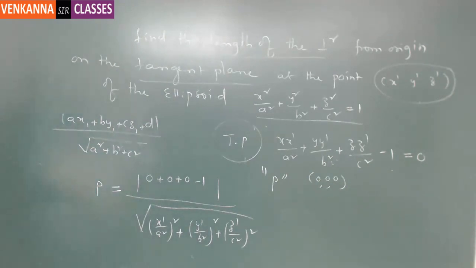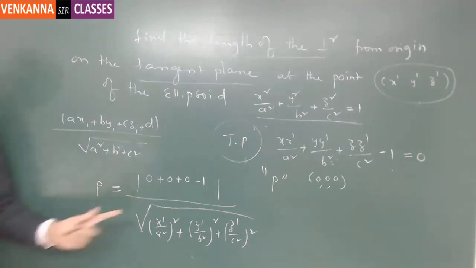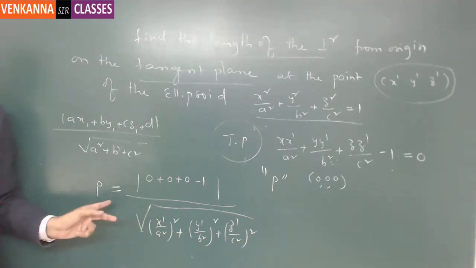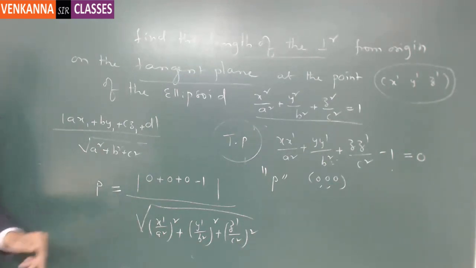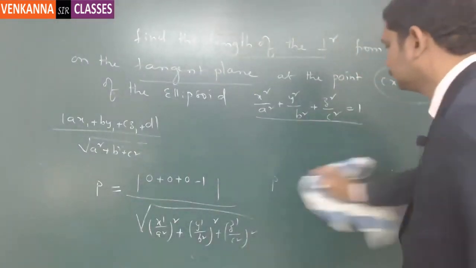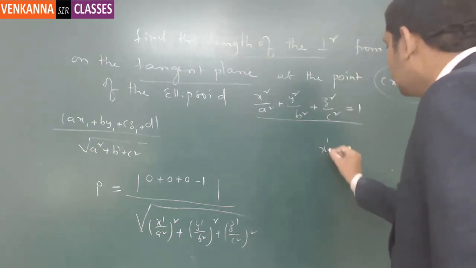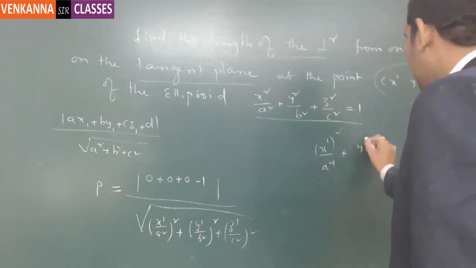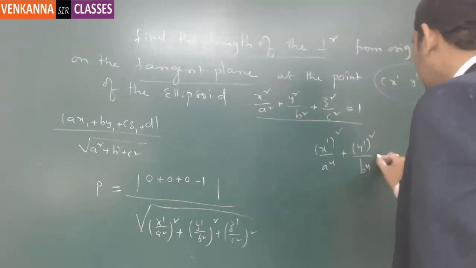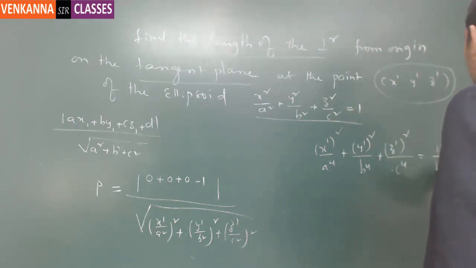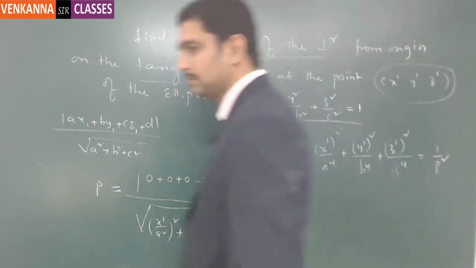Okay? Clear to all? Now, let us take reciprocal on both sides and do squaring on both sides. So you have x dash whole square by a power 4 plus y dash whole square by b power 4 plus z dash whole square by c power 4 is equal to 1 by p square. This is the value.